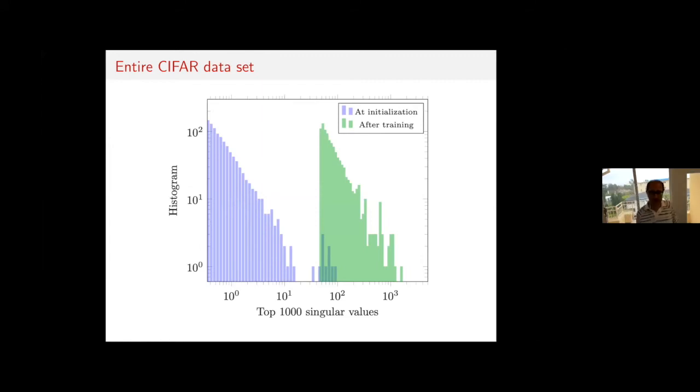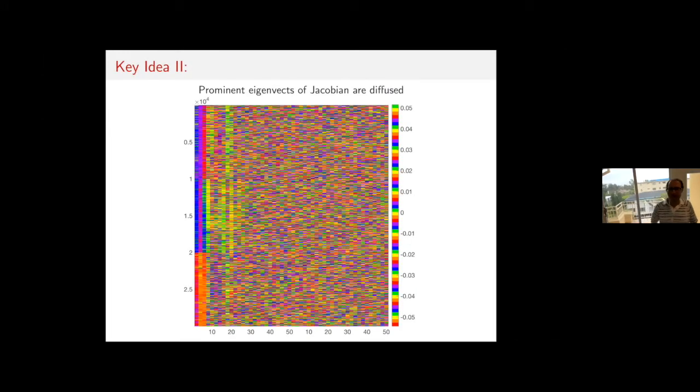This is not exactly the Jacobian because now you have much more data. It's not that easy to calculate the singular values, but this is an approximation that we came up with. Looking at just the top 1,000 singular values, you still see this low rank behavior if you look at the histogram. So the second key idea that is really important in this proof is that the prominent eigenvectors of the Jacobian are diffused. They're not very spiky. That's the second key idea, and I'll tell you in a second why that is important.